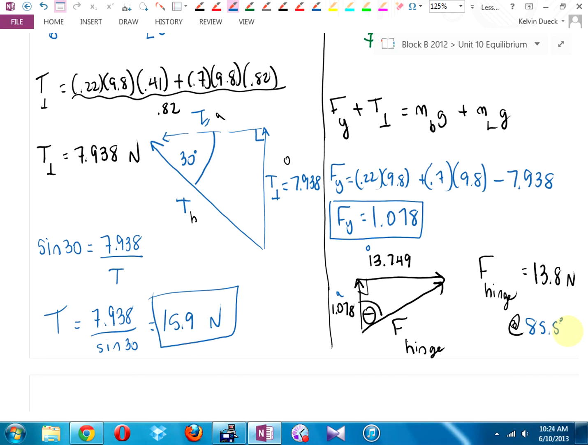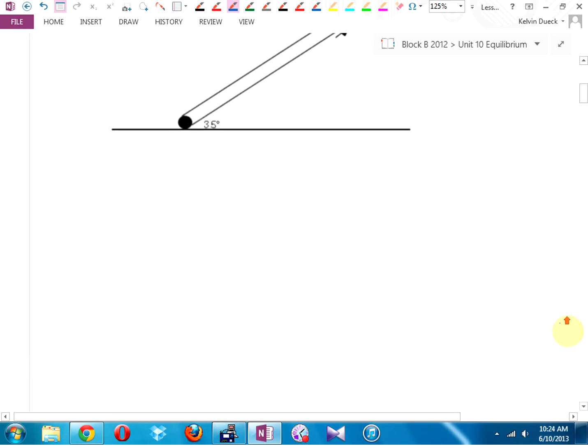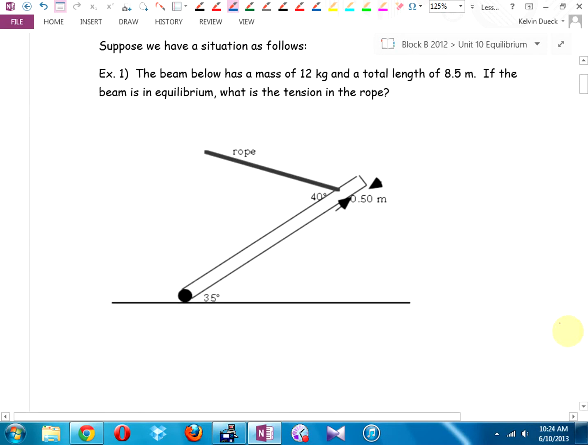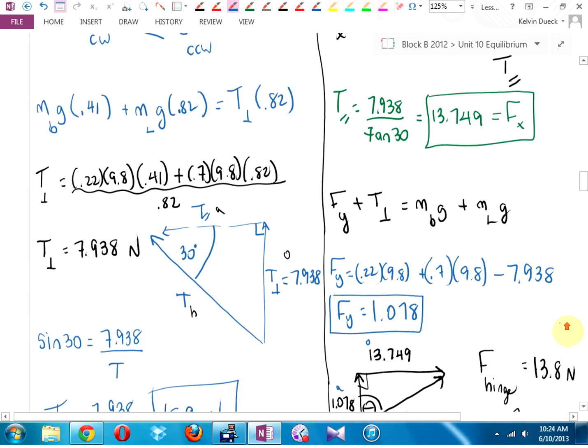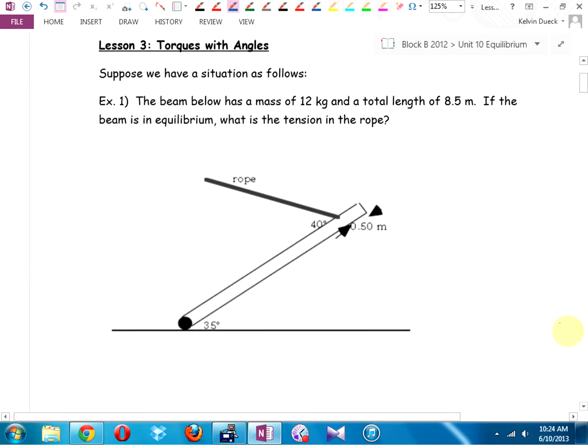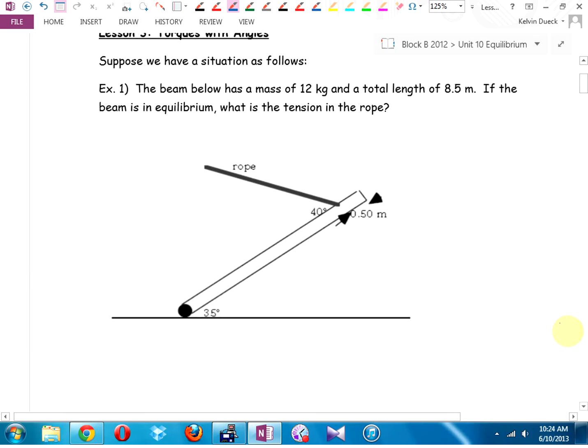Like example 1, can you turn back to the very first page? Example 1 says the beam below has a mass of 12 kilograms and a total length of 8.5 meters. If the beam is in equilibrium, what's the tension in the rope? This is a bigger diagram than the last one. It's already taking up most of the page, so I'm not going to bother redrawing this one. I'll label it as is.